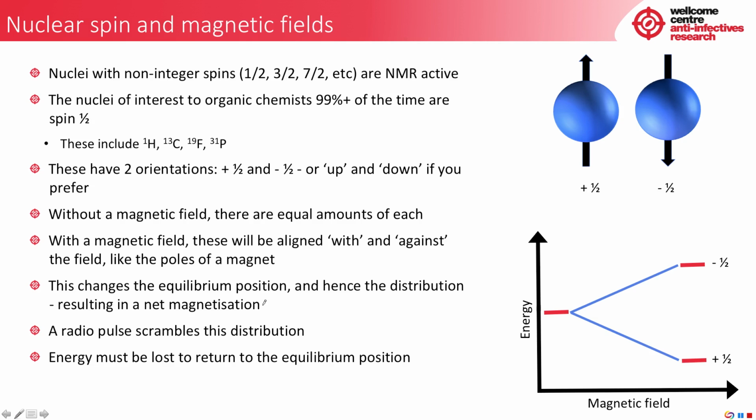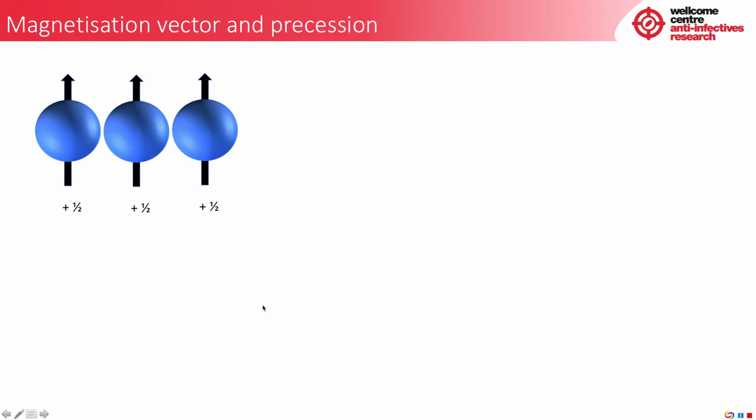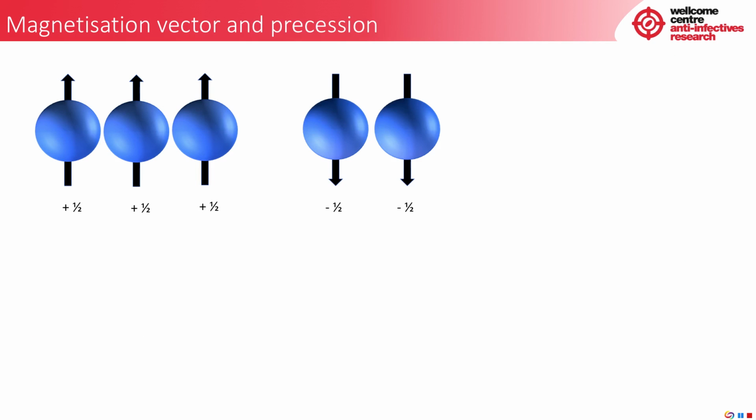A radio frequency pulse then scrambles this distribution, and energy must be lost to return to the equilibrium position, and it's this process that we record and turn into NMR spectra. So to go over that in a little bit more detail, here we have 3 spin-a-half nuclei, and we're going to add to that 2 minus a half nuclei. This gives us a net polarization in line with the field along what we call the z-axis. I should say here the preference in real life is much smaller than that. It's maybe a 6-atom preference in a million, but it's enough.